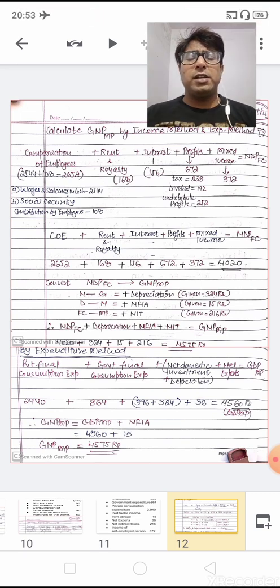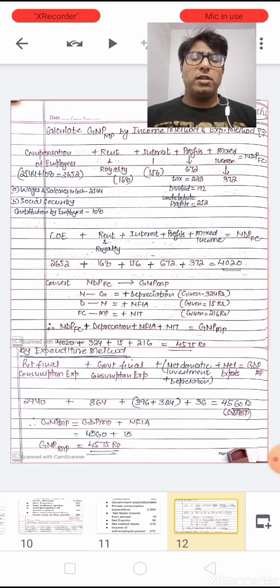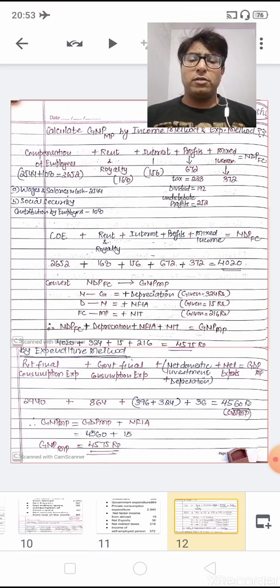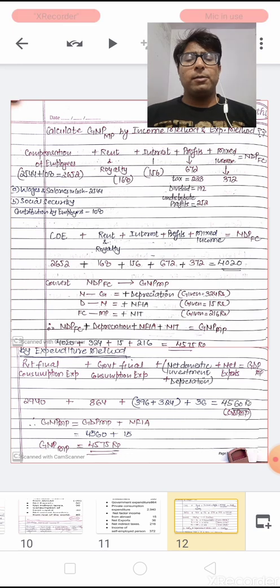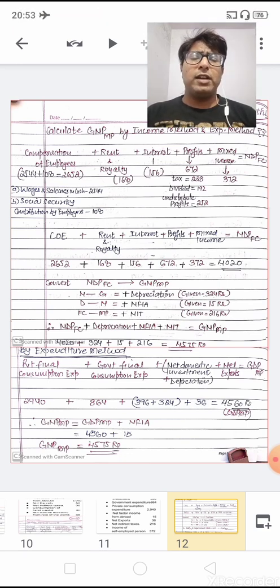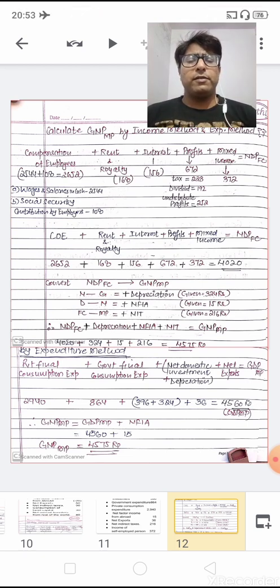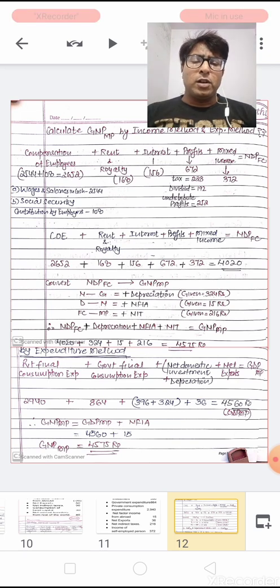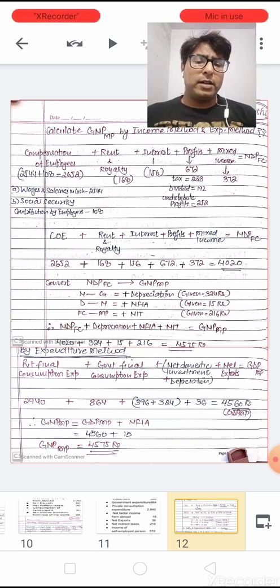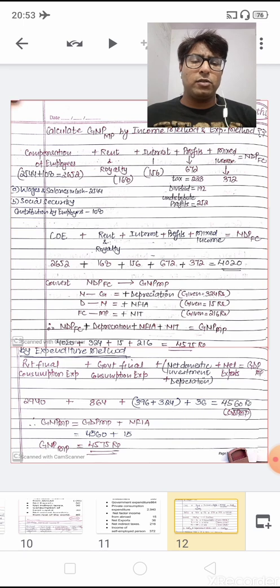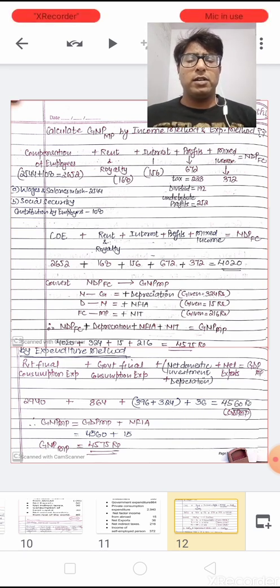Now we are converting NDPFC into GNPMP. Now net is to be converted into gross, then we have to add the depreciation. Similarly, when domestic has to be converted into national, we are adding obviously the value of NFIA, and when factor cost is to be converted into market price, we have to add NIT. All these three values are given separately, like depreciation is 324, NFIA is 15, whereas NIT is 216.